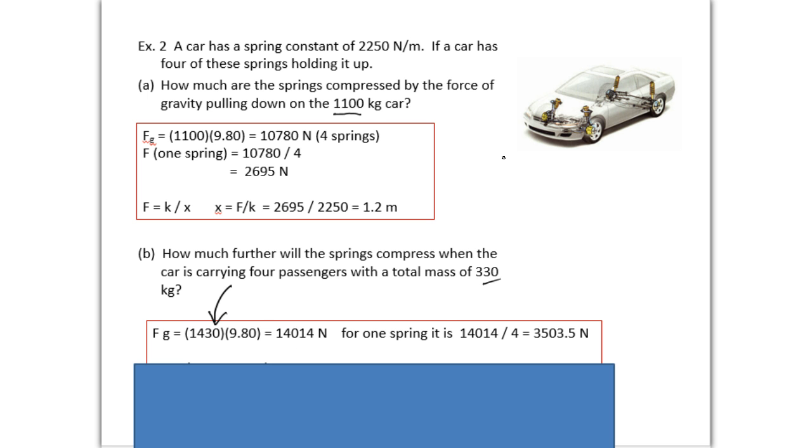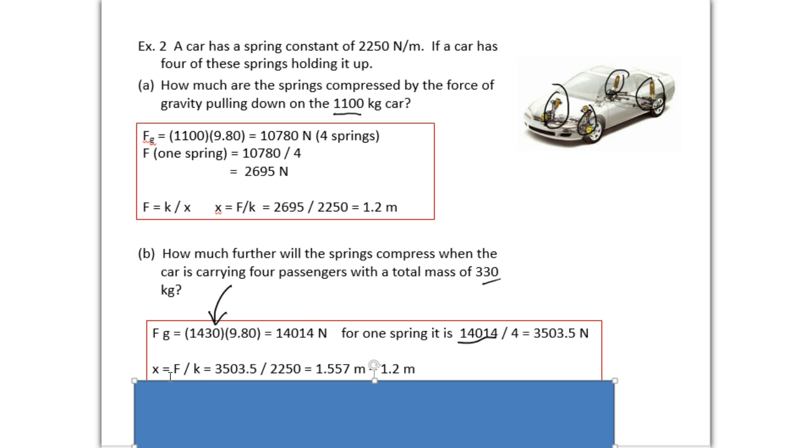Now that's on the entire car, and remember that the car has 4 springs. So how much force is pushing down on a single spring? You take your complete force and divide it by 4. So each spring has to hold up 3,503 newtons. Now we still have to find the amount that's compressed. So we take the force and divide it by the spring constant, which gives 1.5 meters or 1.2 meters.